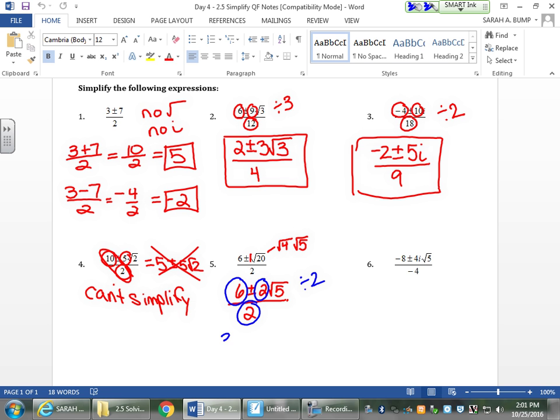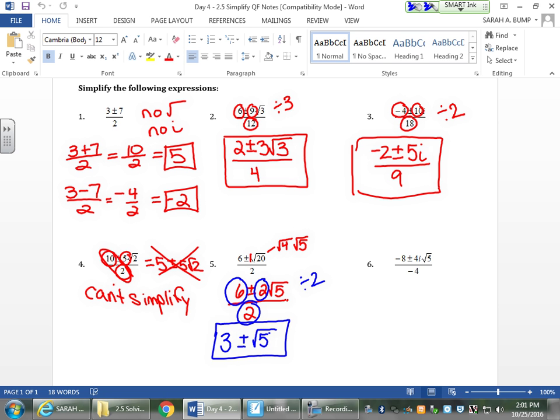6 divided by 2 is 3. 2 divided by 2 is 1, which you don't have to write. You don't have to put the 1 in front of the radical 5, and you also don't have to put the 1 in the denominator. 2 divided by 2 is 1, but that is not needed.